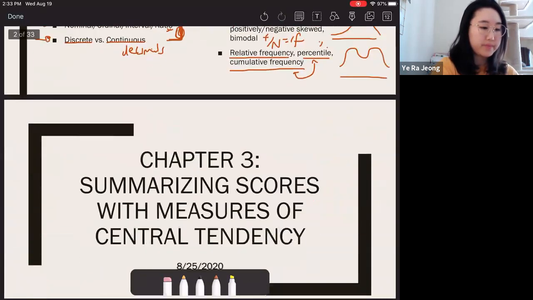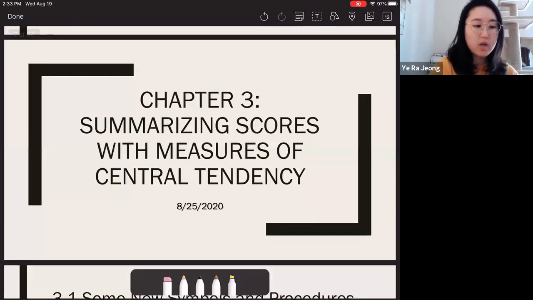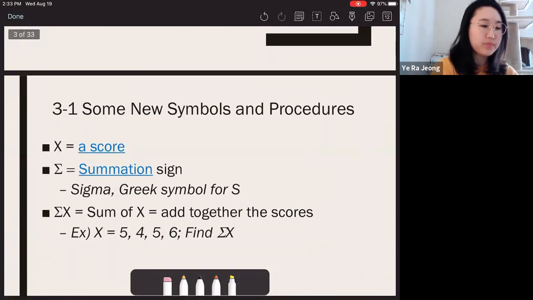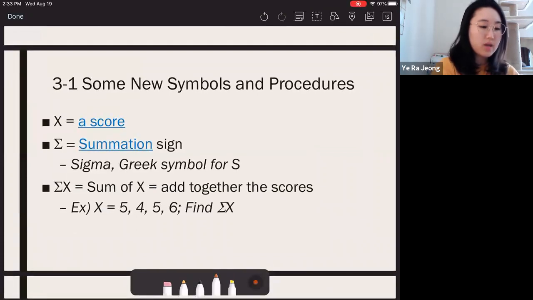All right. So in chapter 3, we're going to talk about one way to summarize scores, specifically with measures of central tendency. So in statistics, whenever we use X, we're talking about a score, a raw score that we collected from our participant in our sample. So remember, we learned the term statistic.